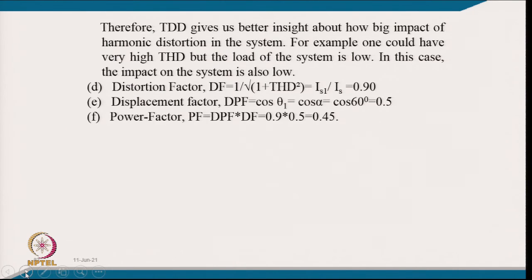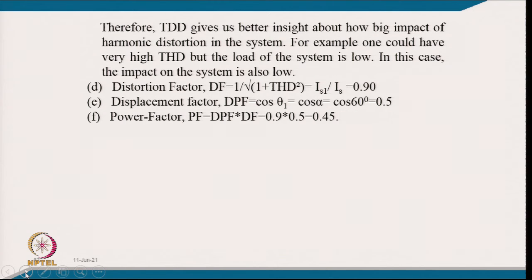Therefore, THD gives us better insight into how big the impact of the harmonic distortion in the system is. For example, one could have very high THD, but the load of the system is low. So, in this case, the impact on the system is low, and the distortion factor DF is equal to 1 upon square root of 1 plus THD square. That relation you also have to derive or remember. It is equal to Is1 upon Is, which equals 0.90, and the displacement factor, which we call the fundamental power factor.